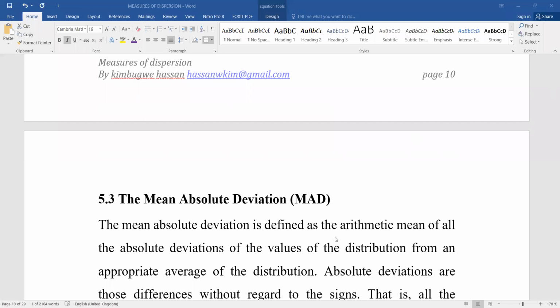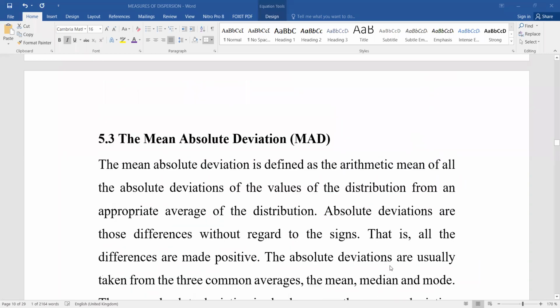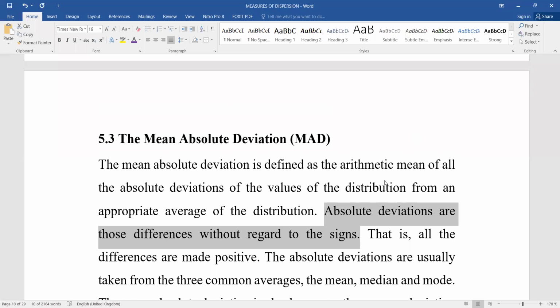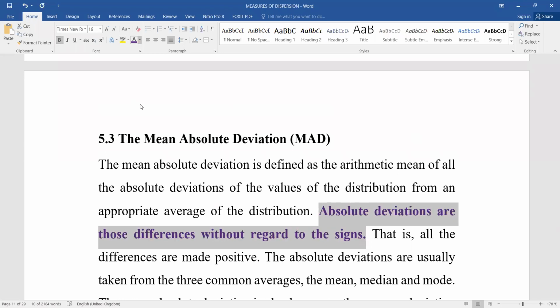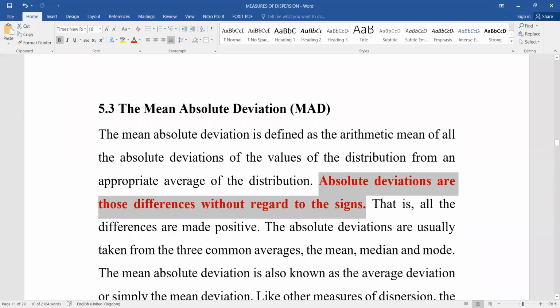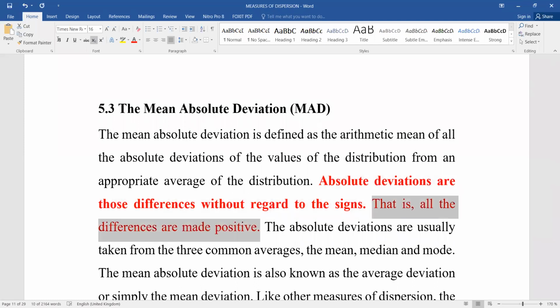MAD. The mean absolute deviation is defined as the arithmetic mean of all the absolute deviations of the values of the distribution from an appropriate average of the distribution. The absolute deviations are those differences without regards to sign. This is very important. So we don't have any negatives. That is what that statement means, and we shall see. That is why I'm highlighting it, without regards to sign. That is, all the differences are made positive. Let me also highlight that because we shall need it.